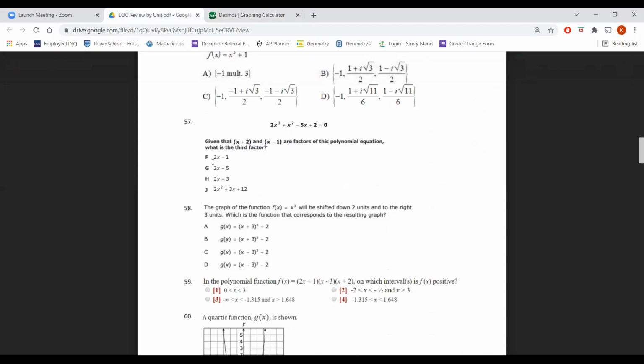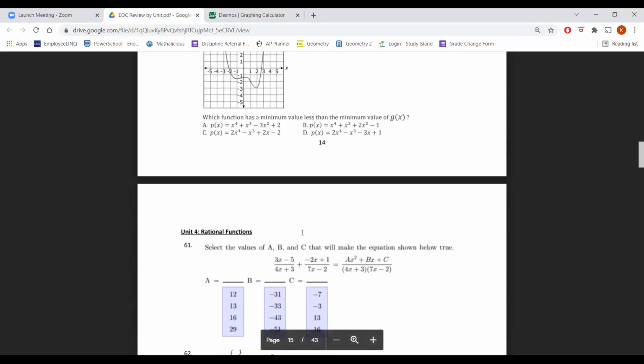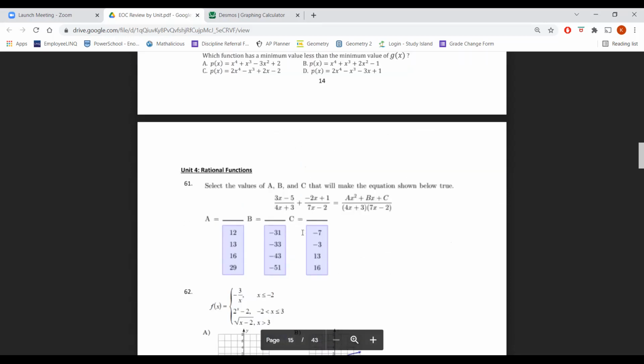Okay, so I believe that was all I was going to do for unit 3 anyway. Let's continue on looking at unit 4. In unit 4, problem 61 is a very interesting problem. Problem 61 is actually taken off of the released EOC from 2018, so it was an actual EOC question.